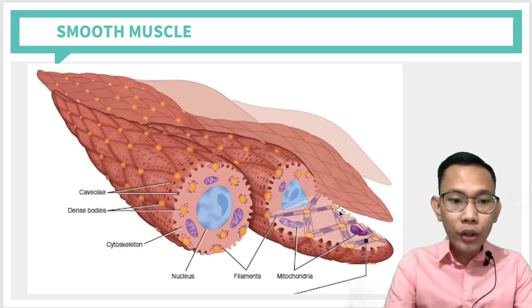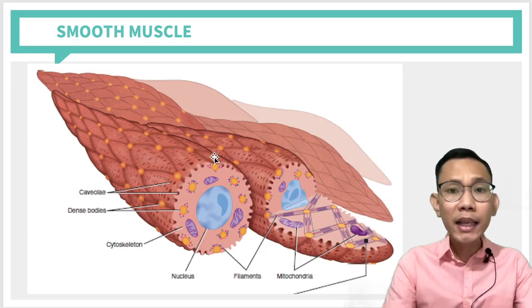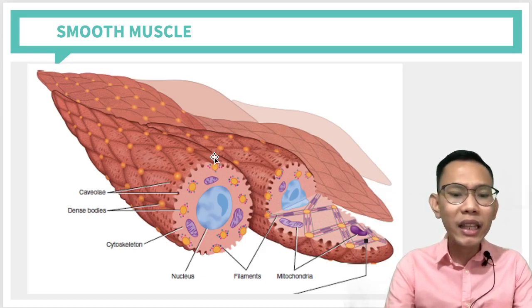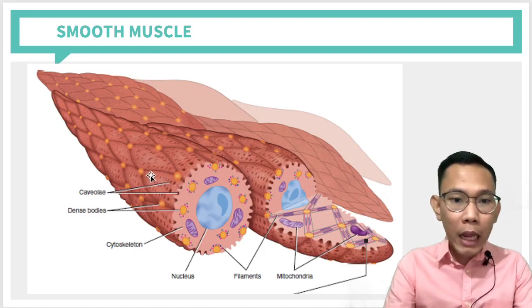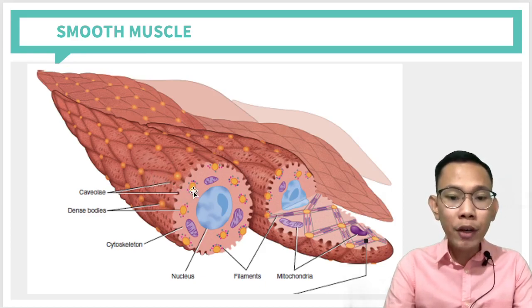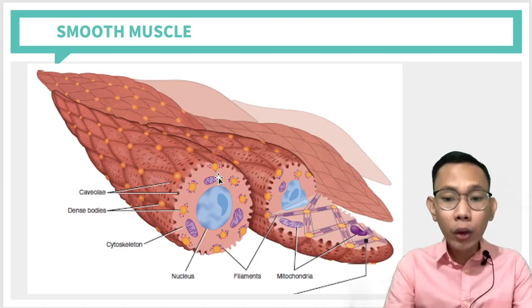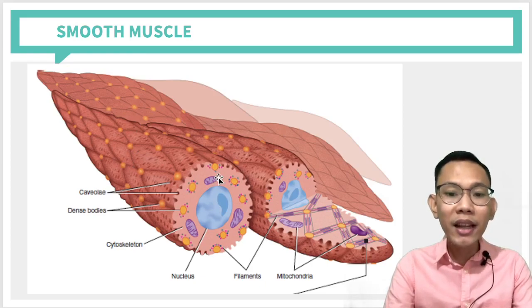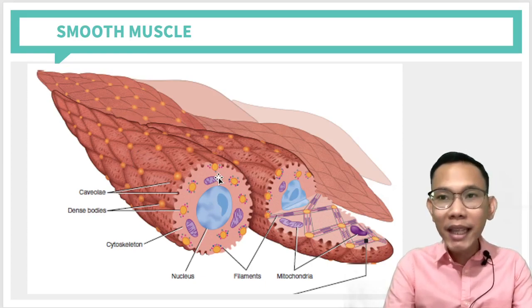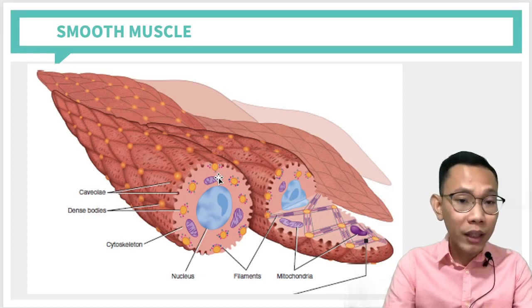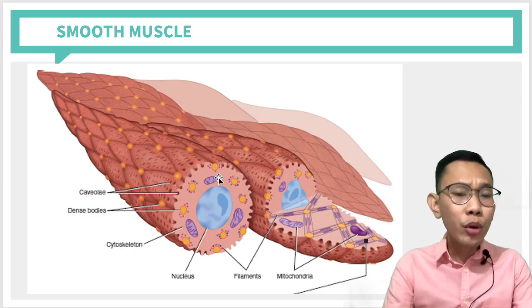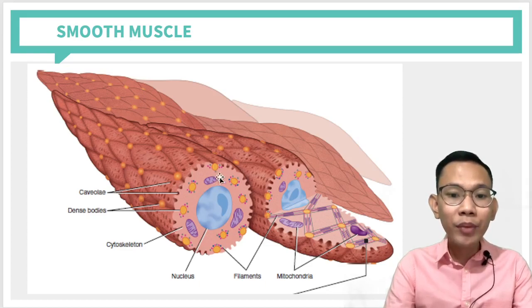So this is now your smooth muscle. Your smooth muscle appears as elongated, individual fibers with a fusiform shape. As you can see, it is tapering. These fusiform shapes form slender bundles called fascicles. The muscle fibers are also small and contain a single central nucleus. Unlike your skeletal muscle, where the nucleus is located peripherally, your smooth muscle nucleus is located centrally. There's only a single central nucleus that can be seen.